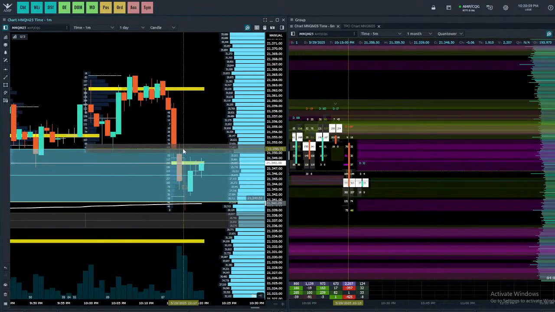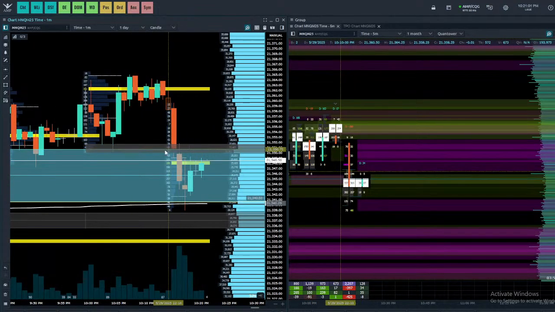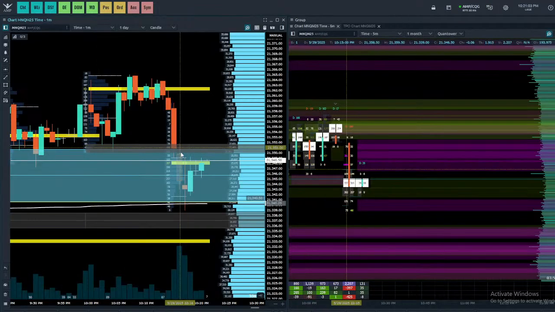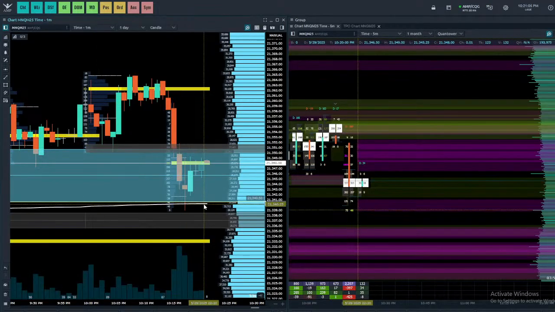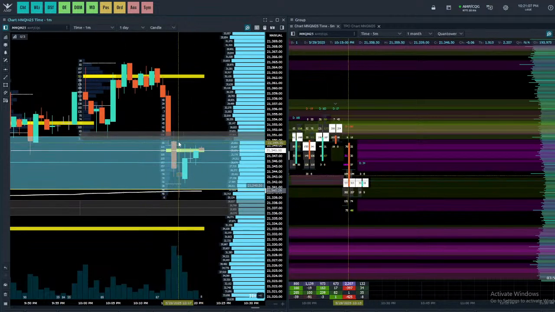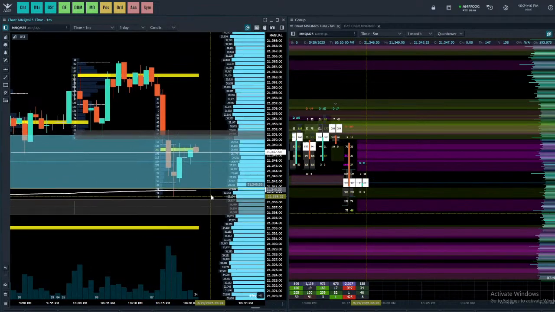We got rejection off of here. Okay, you see how we already had the zone price wicked up, boom. If you're really scalping, boom, you could have taken a short, whatever you want to do.